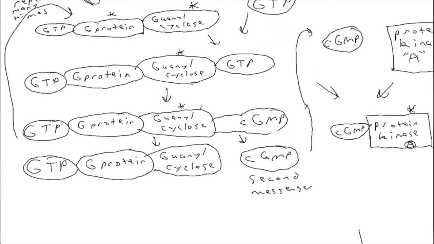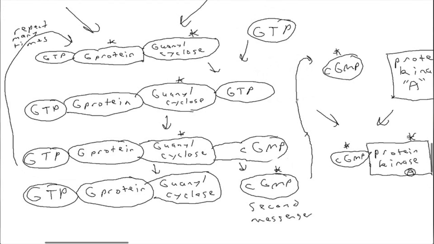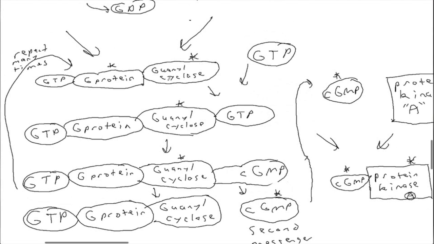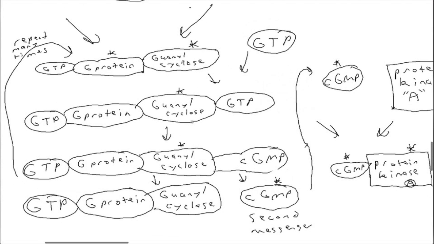Okay, so I hope that, and the cyclic GMP could be considered the activated form here. All right, I hope that's a little bit clearer. So what we have here is an activated guanyl cyclase. What does the guanyl cyclase do once it's activated?